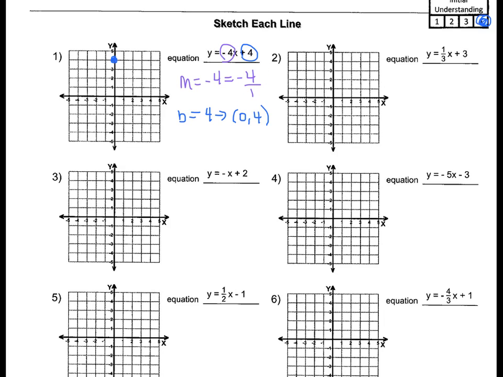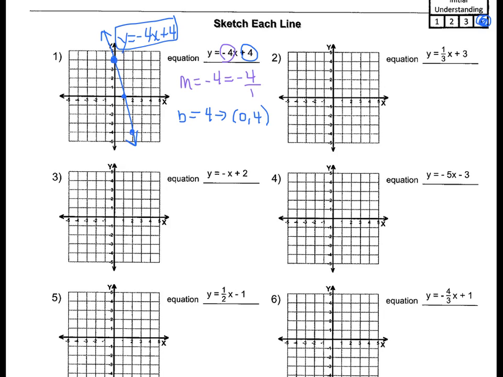Now we can't go up in this problem because it's off the graph, so we have to go down. So we go down 1, 2, 3, 4. Now it is a negative slope, so you want to go downhill. You're going to go to the right 1. Make your dot. If you want to make another point, you can go down again, 1, 2, 3, 4, and over 1. And now you want to draw your line and label your line y equals -4x plus 4.